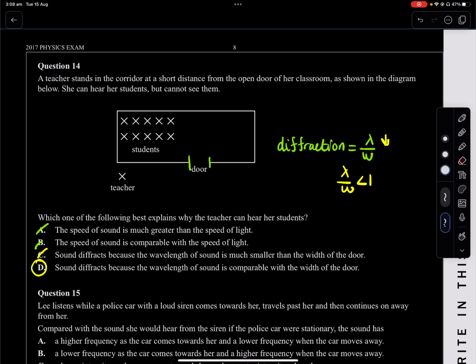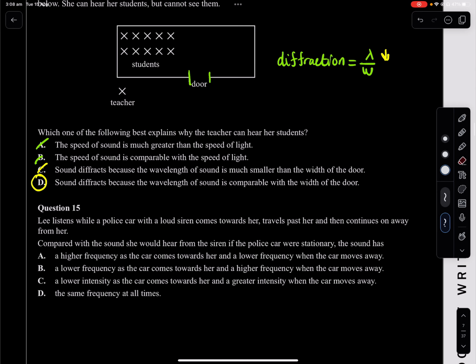Let's just double check D too. So D says sound diffracts because the wavelength of sound is comparable with the width, so they are equal. If they are equal, well, the ratio is equal to 1. And remember, if it's greater than or equal to 1, sound diffraction pretty much exists. So absolutely D is your answer for that one.